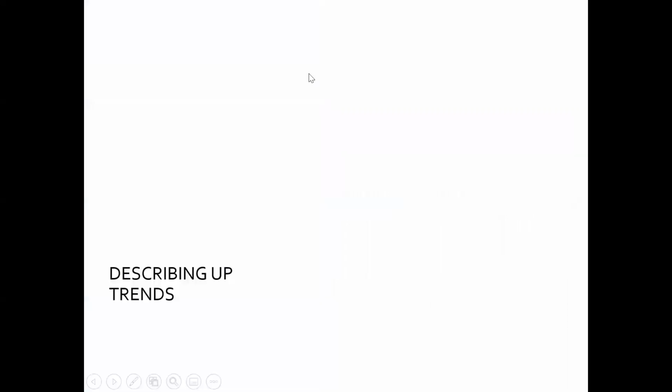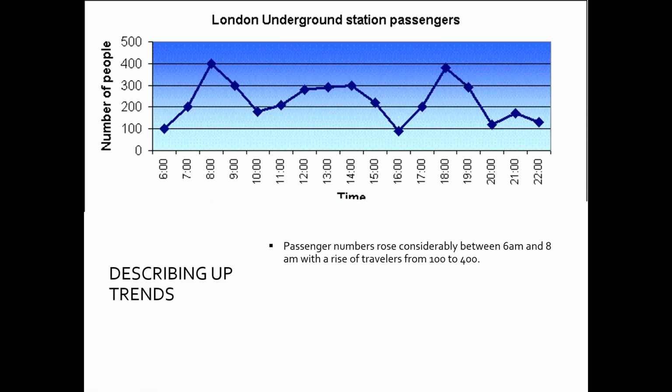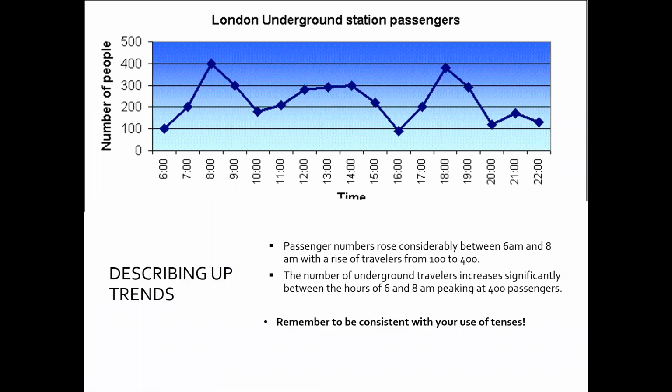Next one is, so you can say for the example here is the passengers numbers, and then you can say rose, naiknya gimana? Considerably, between 6 a.m. and 8 a.m. with a rise of travelers from 100 to 400. Nah, di sini kita membandingkannya dari jam 6 ke jam 8, dari poin ini ke poin ini. Right? Kalau dari 100 ke 400, ini sudah berkali-kali, berarti dia dikatakan sebagai rise. Considerably, berarti dia signifikan, lumayan signifikan naiknya.